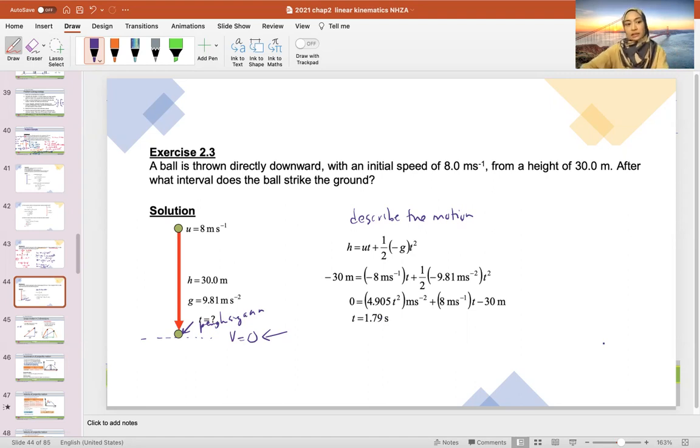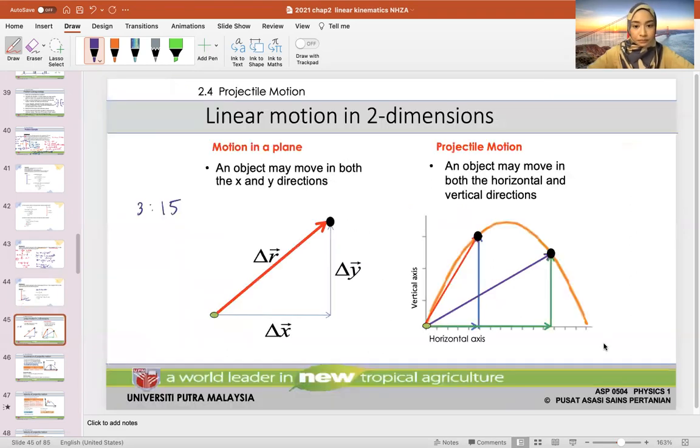Okay, so dia dah settle. So kita nak tahu before dia cecah lantai. So do not put V equals to 0. Okay, so I hope that was a really good question. Saya lupa nak cover pasal tu.